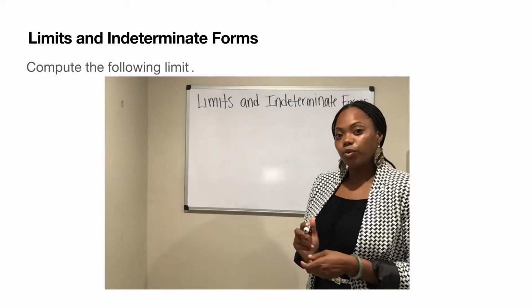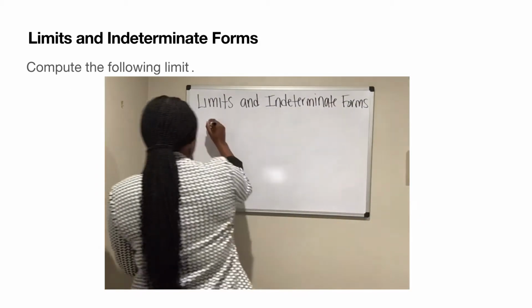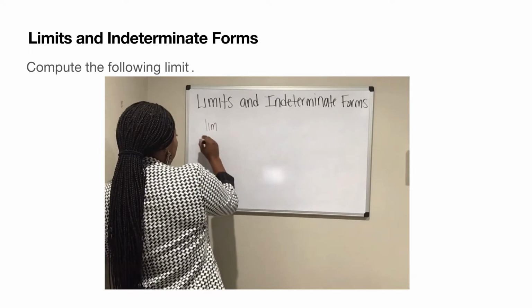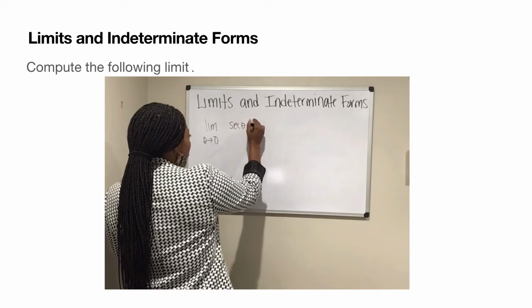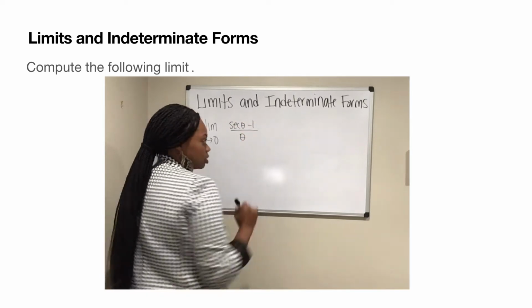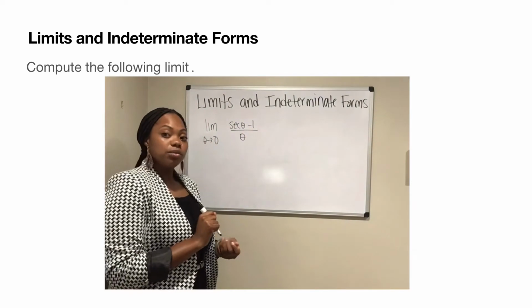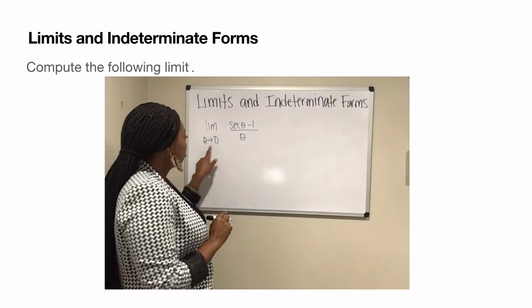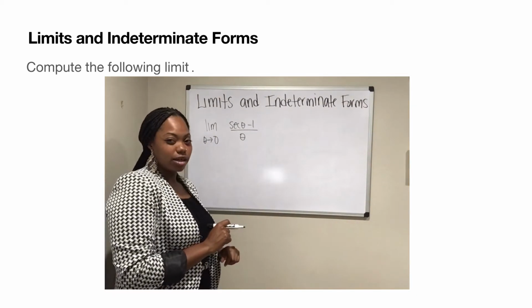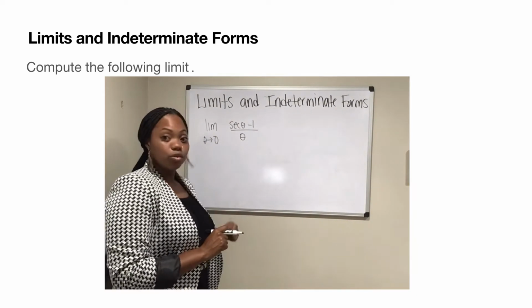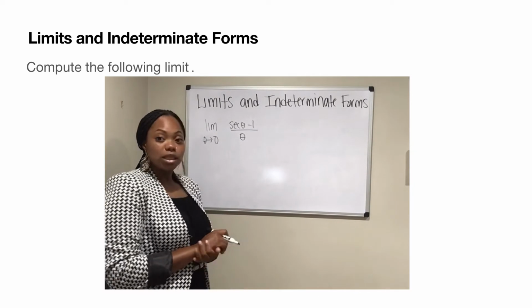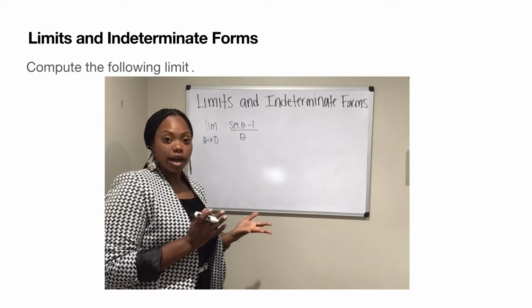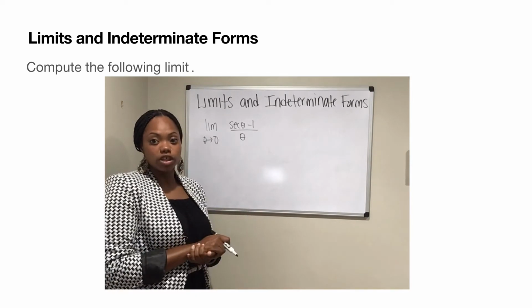In this video, we will compute the limit as theta approaches 0 of the function secant of theta minus 1 over theta. Now, if we attempt to compute this limit directly, we immediately see that we'll have 0 in our denominator and 0 in the numerator, which gives us an indeterminate form. So now to compute this limit, we'll need to do some rewriting or rearranging of our original function.